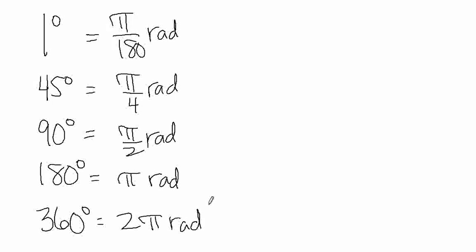Notice that all the numbers on the left side multiplied by pi over 180 give the numbers on the right side. So pi over 180 is the conversion factor to convert from degrees to radians. Notice all the numbers on the right side multiplied by 180 over pi give you the numbers on the left side. So 180 over pi is the conversion factor to go from radians to degrees.